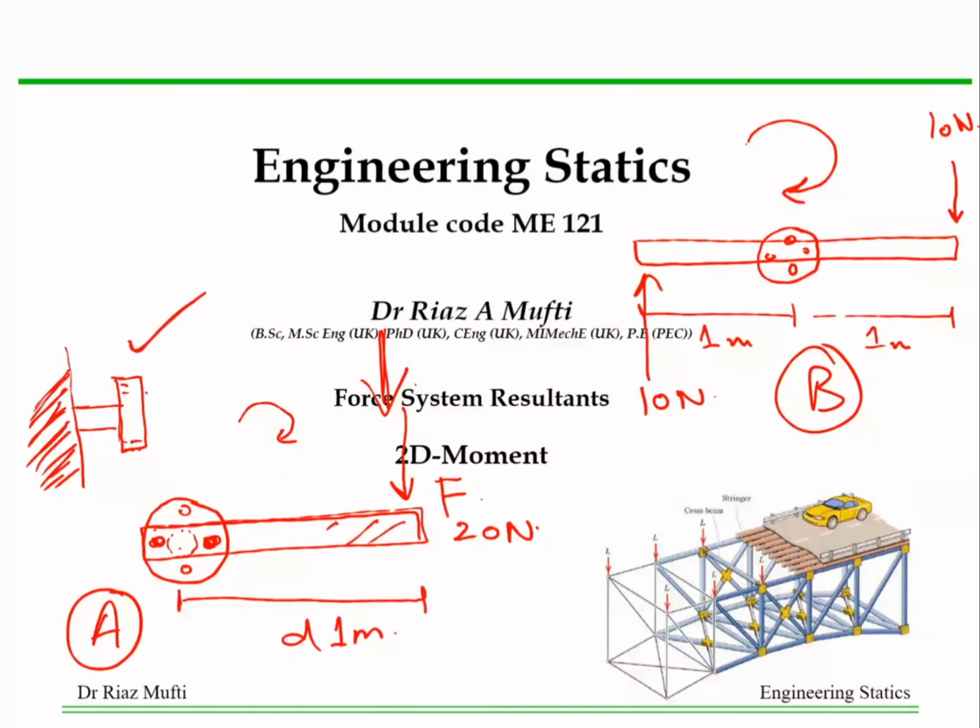I want to apply pure bending moment on it. So I had two ways to do it. I had scenario A, where I apply a bar of 1 meter and apply a force of 20 Newton. Or I can do scenario B, where I have a bar of 2 meter and apply 10 Newton in clockwise direction. Now, both give me the same moment, 20 Newton meter. But if I sum all the forces in the vertical direction, then in scenario B, the force is zero.